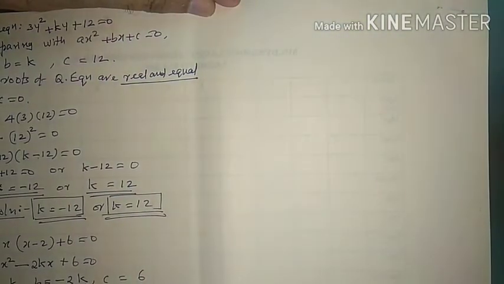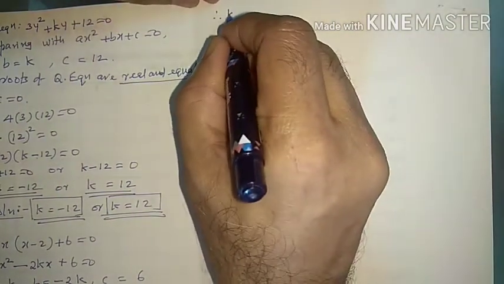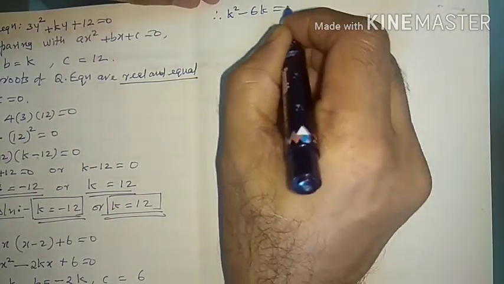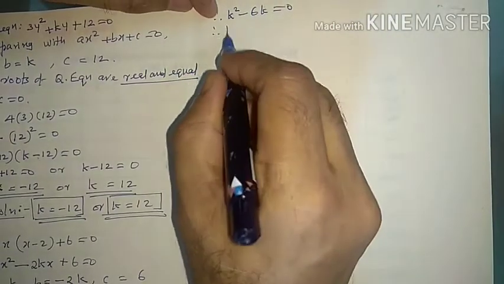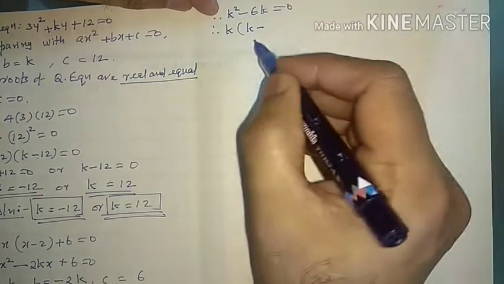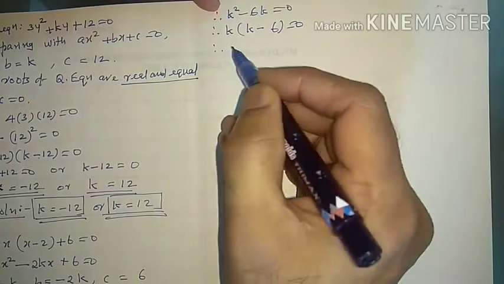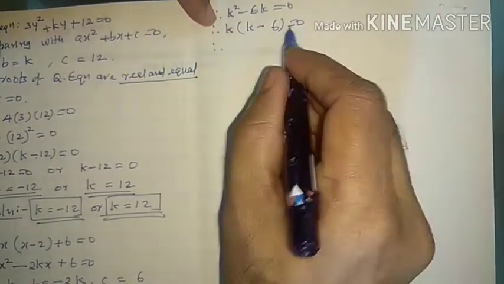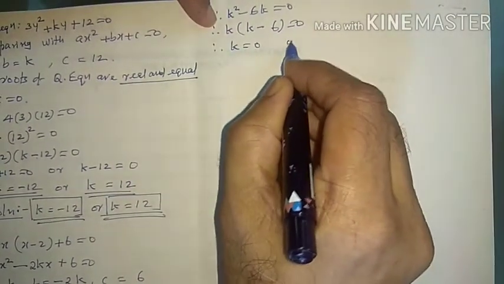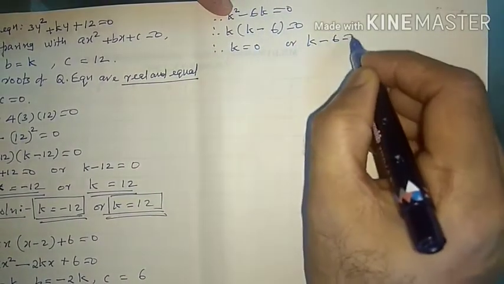A into b is 0 means either first is 0 or second is 0. First is 0 means 4 is 0, not possible. Therefore, k square minus 6k is 0. Now also k we can take common factor out. So k into common factor out, then (k minus 6) equal to 0. Therefore, either the first term is 0 or the second term k minus 6 equal to 0.